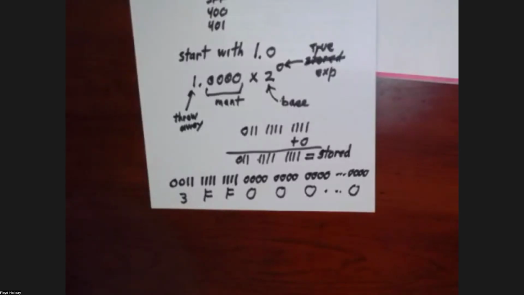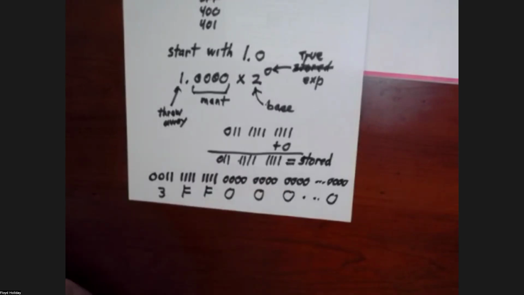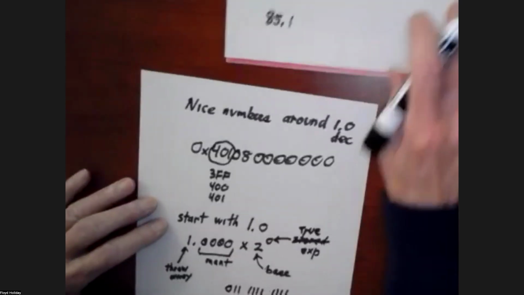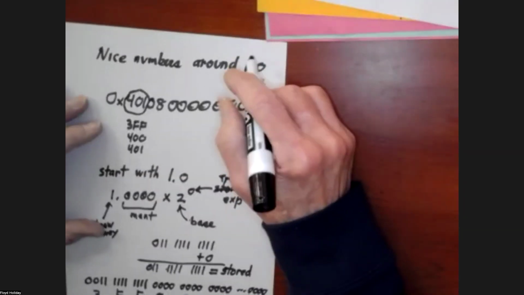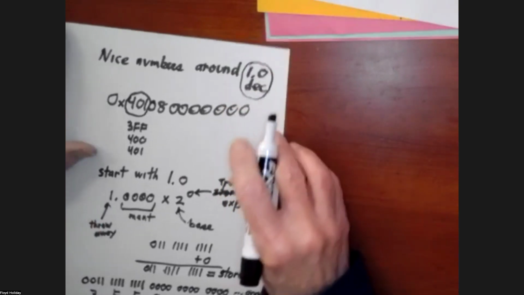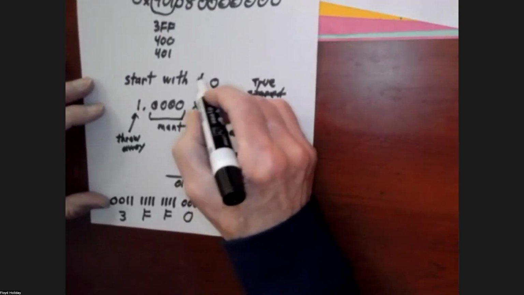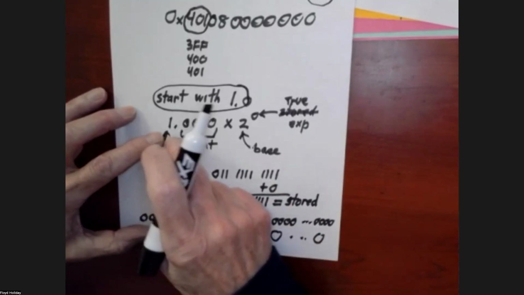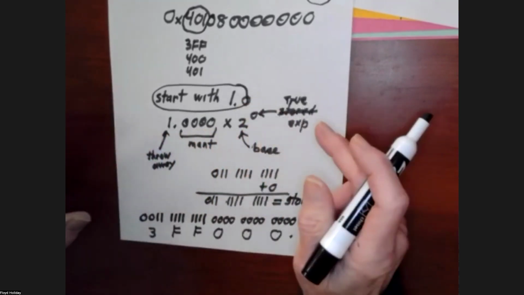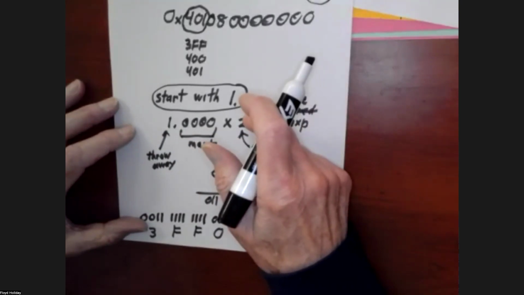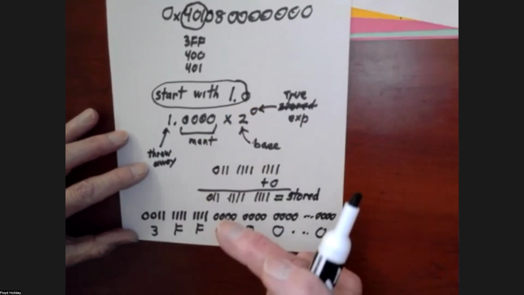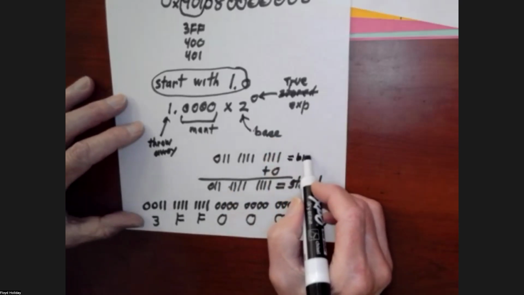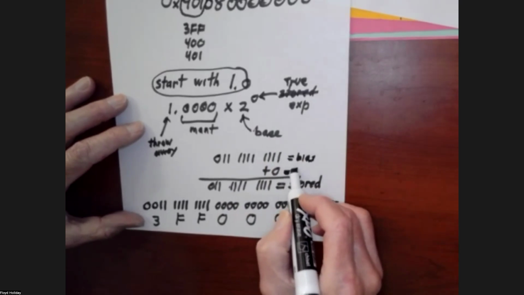Okay, let me slow down. There's an oversight. I missed turning the camera back on. Okay, we're starting with the number 1.0. And here it is. Write it out. It's 1.000 times 2 to the 0. That's the true exponent, 0. So the algorithm says add your true exponent to the bias number. Bias. This is true.